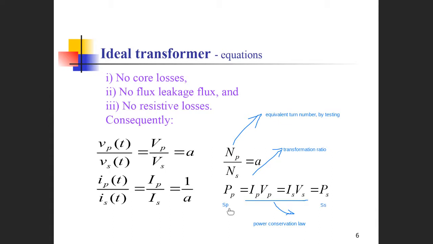Speaking exactly, the power here should be apparent power. So the primary apparent power and the secondary apparent power should be the same. The P here just represents power, but speaking exactly it should be apparent power, not real power. Real power would involve the power factor. So this is the ideal transformer. In an ideal transformer, we ignore the core losses, the resistive losses, and the leakage flux. So we have the ideal transformer ratios.